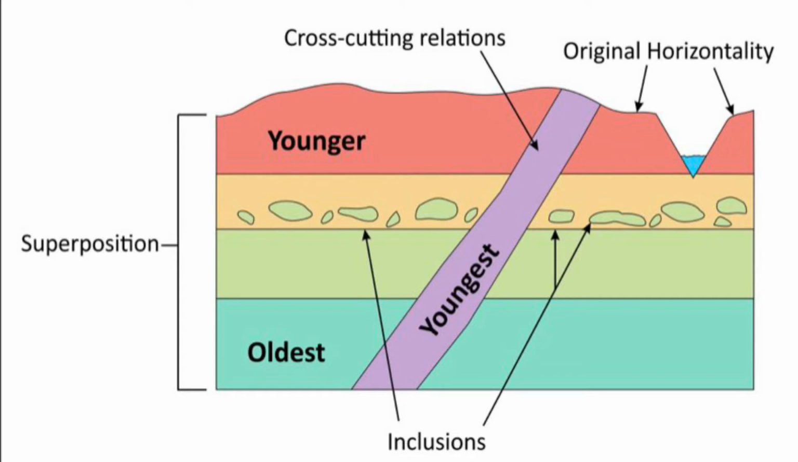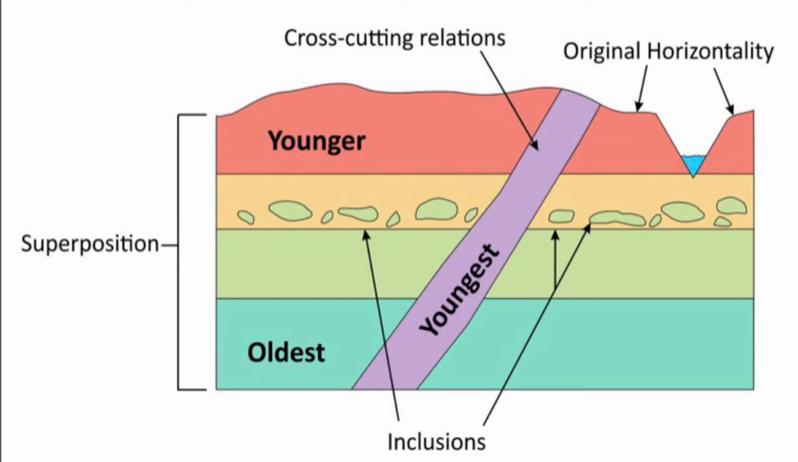The principle of superposition states that a sedimentary rock layer in a tectonically undisturbed sequence is younger than the one beneath it and older than the one above it. As we can see in these layers, the oldest rock is the teal rock, then the green rock, then the yellow rock, then the youngest layer of these four would be the orange rock.